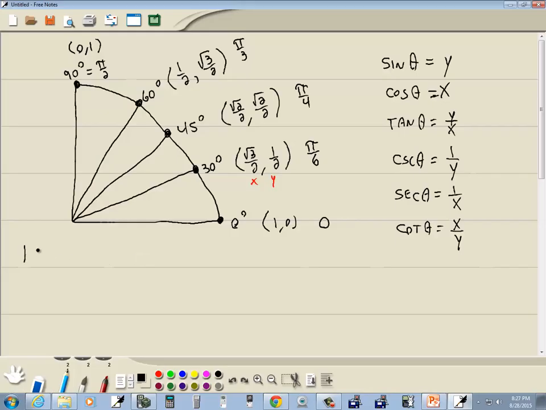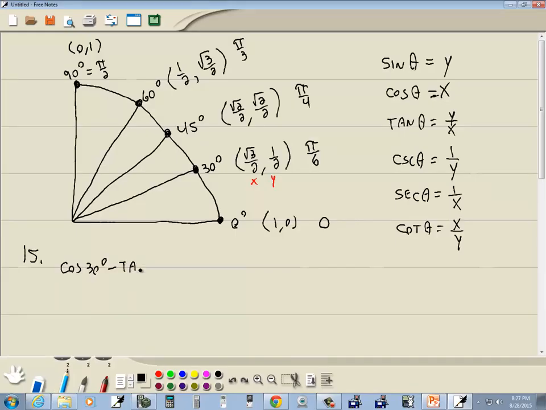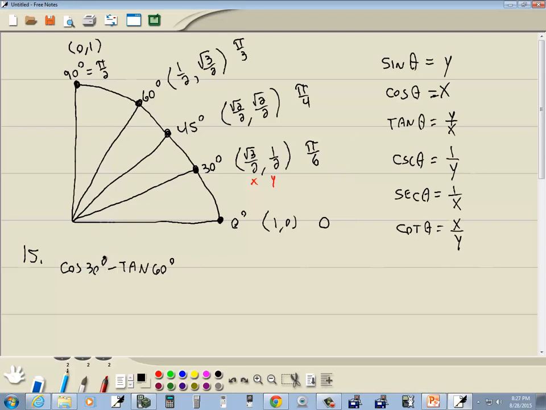So the first one here, 15. It tells us we have cosine 30 degrees minus tangent 60 degrees. It says find the exact value of each expression, which means don't plug it in your calculator. Pretty much throughout this entire course, we like exact values. Okay, 30 degrees is right here. Cosine is our x part. So here at 30 degrees, the x part of our point is going to be square root of 3 over 2. So we're going to replace cosine 30 degrees with square root of 3 over 2.